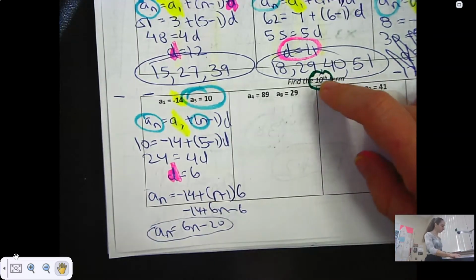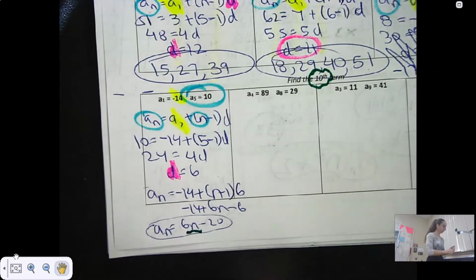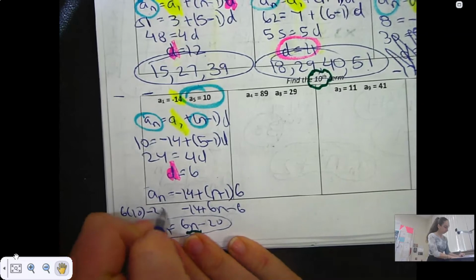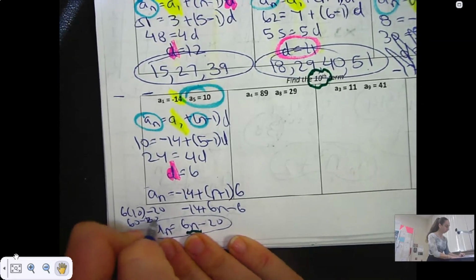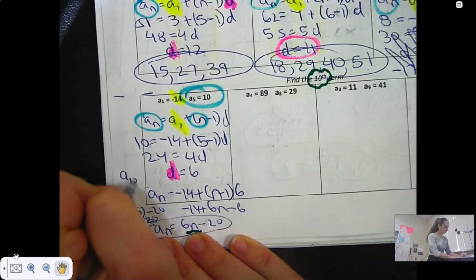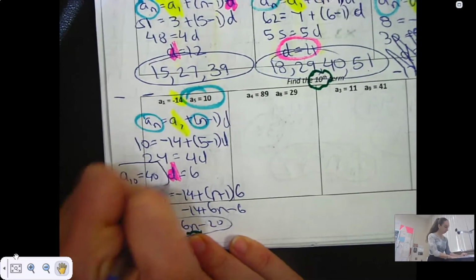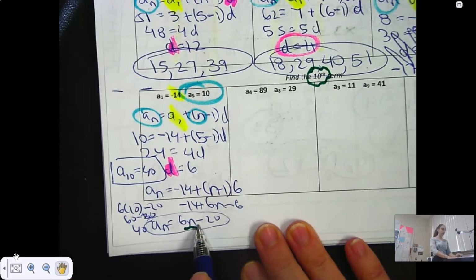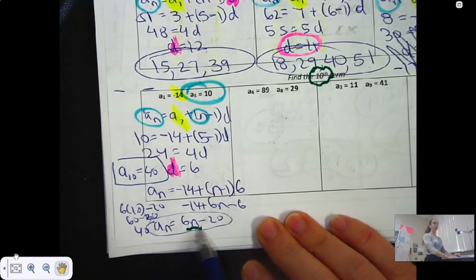So now what I would do is take that 10 and plug it in. 6 times 10 minus 20, 60 minus 20 is 40. So what does that mean? The 10th term is 40. This is an explicit sequence, okay? I can find any term in that sequence.